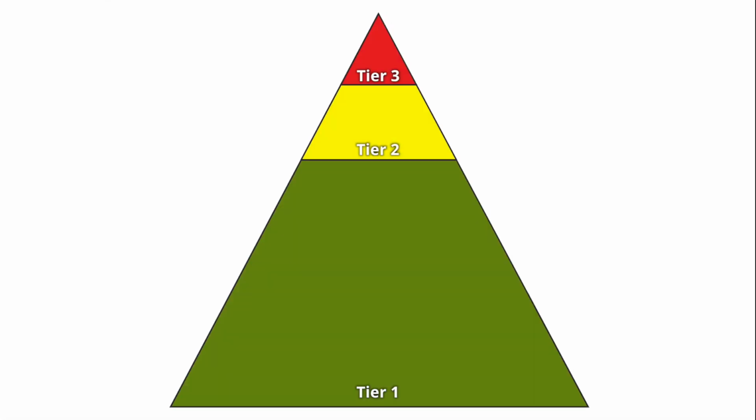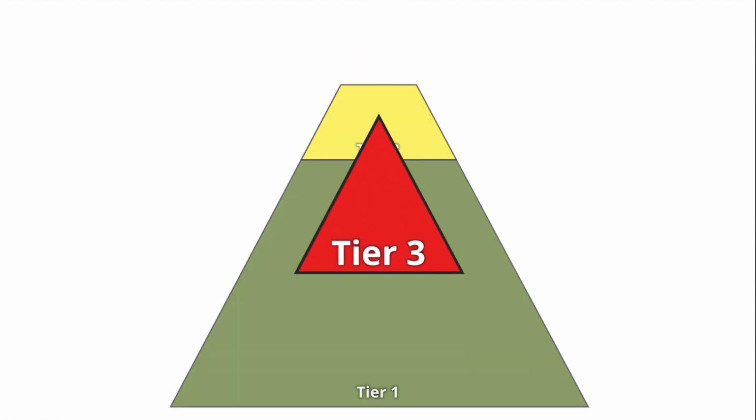There are 3 levels of academic and behavior supports for students. Tier 1 supports are for all students. Tier 2 supports are for students who need a little more assistance that can usually be delivered in a group setting. And Tier 3 supports are for students who need individualized support.